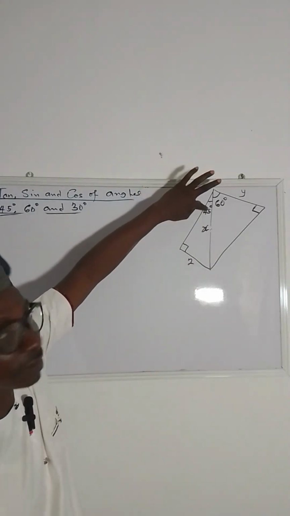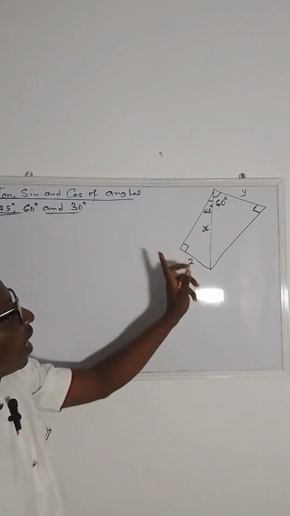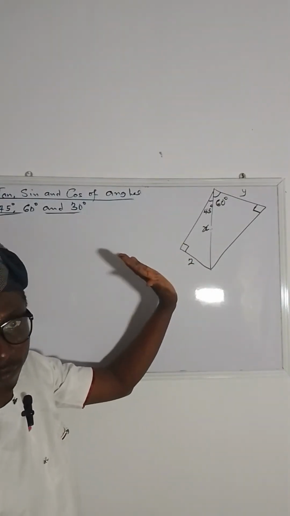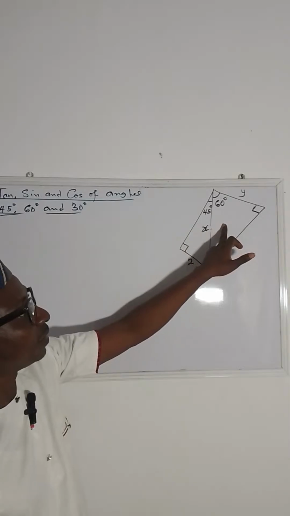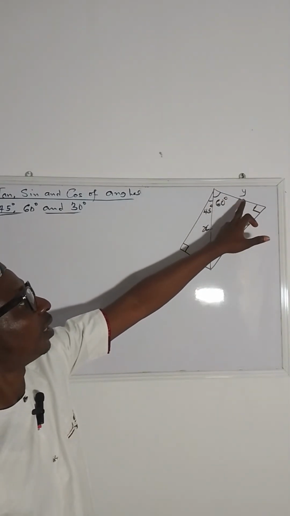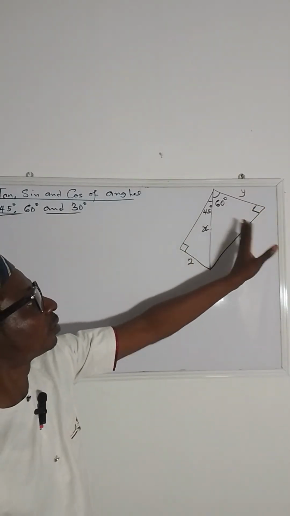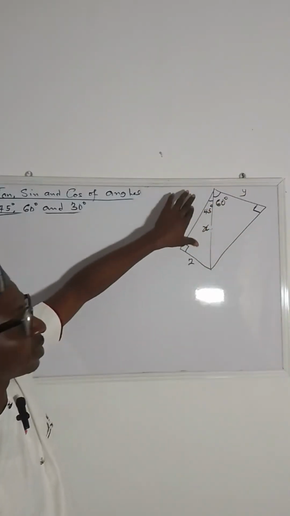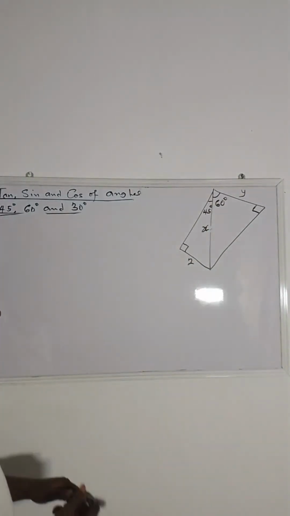where we have 45 as the reference angle, we have a known side, and that will make me consider that first. So I won't consider this because I only have one unknown, I don't have any known side here. So I won't consider this. So this is the first thing I'm going to consider. So now let us look at it.